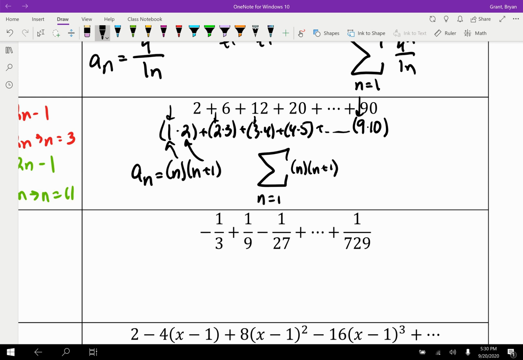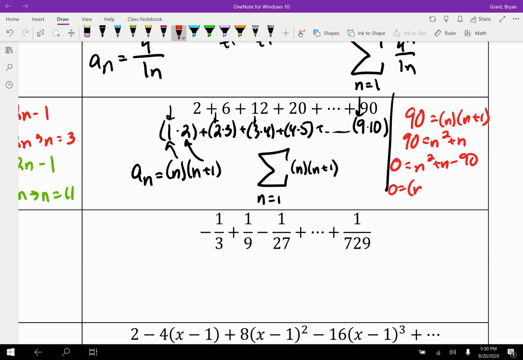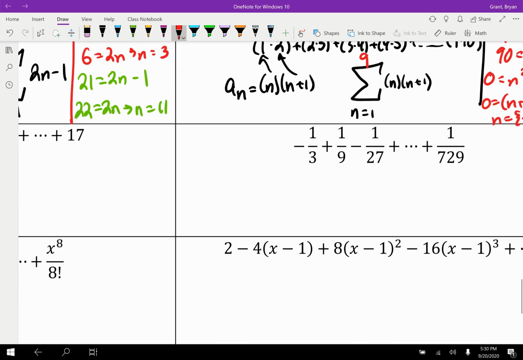If you weren't sure of that, you could have also taken the 90 and set it equal to the general term, right? So we get 90 equals n squared plus n. Subtract your 90: n squared plus n minus 90, factor: n plus 10 times n minus 9, and solve. We end up with negative 10, which doesn't make sense with regards to terms, or positive 9. Moving on through, 4 to go.